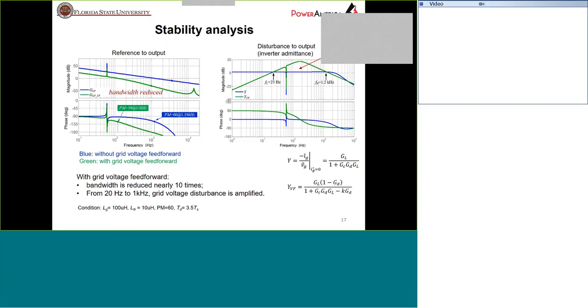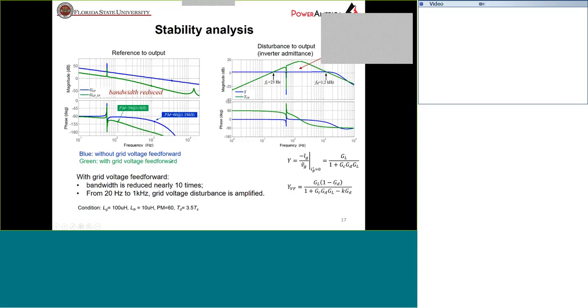Here is an analysis that compares this effect. If we use the conventional method with grid voltage feedforward, we can draw this green curve. And if we completely remove the grid voltage feedforward, we have those blue curves. We can see that the blue curve can have nearly the same phase margin, and the blue ones can have almost 10 times the bandwidth.